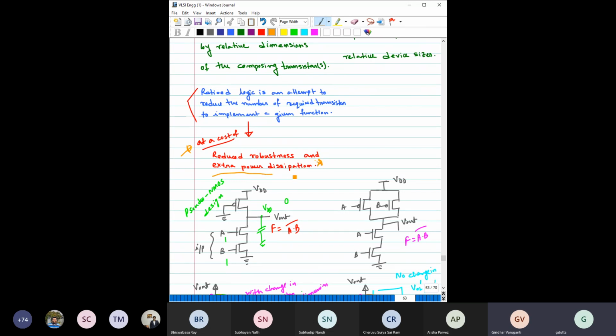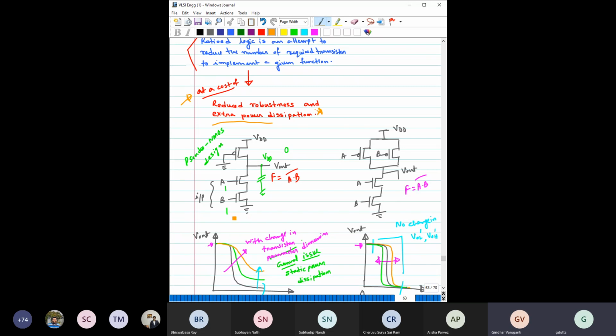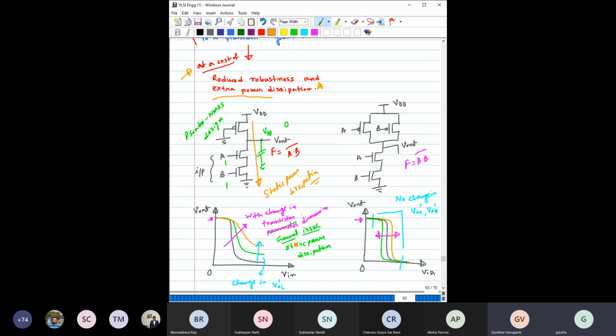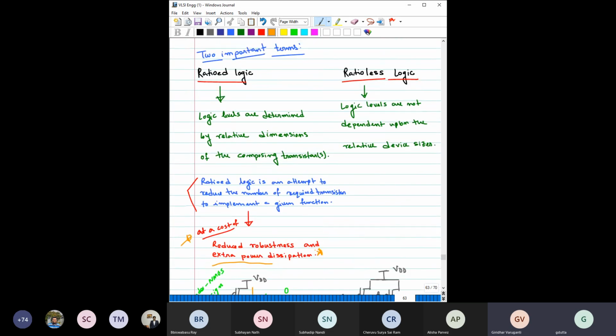And the most important thing is the extra power dissipation, because here you can see that when this is on, this transistor is always on, there is a direct power path. So you have a static power dissipation issue, unlike the CMOS. I think I have also written here that the general issue is static power dissipation. I hope this discussion on these two terms, ratioed logic and ratioless logic, is clear to you, and if any logic is given to you, you should be able to tell whether it is ratioed or ratioless logic.